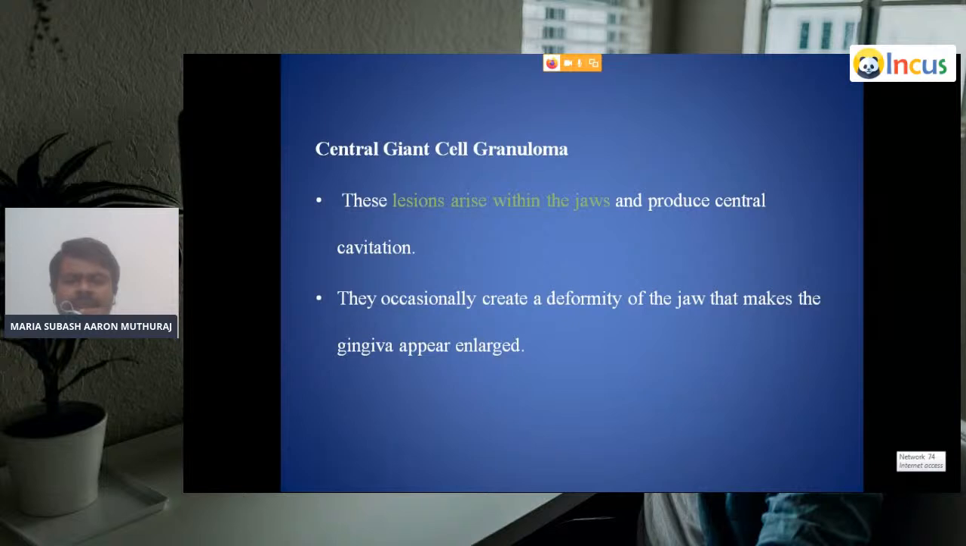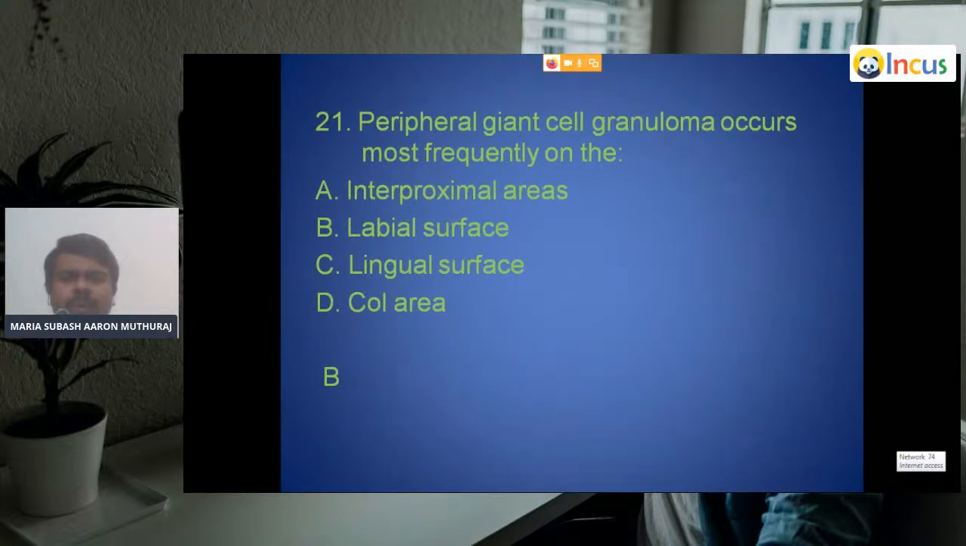Sometimes central giant cell granuloma will be present, with lesions arising within the jaws. Peripheral granulomas will be present on the gingival surface, on the labial aspect of the gingiva, whereas central giant cell granuloma will arise within the jaws. They occasionally create a deformity on the jaw that makes the gingiva appear enlarged. Therefore, the peripheral giant cell granuloma occurs most frequently on the labial surface, B.